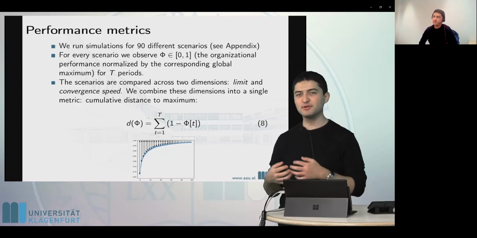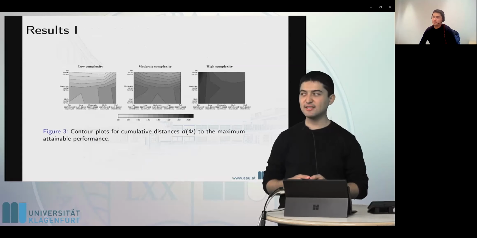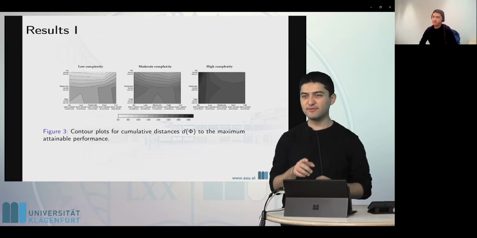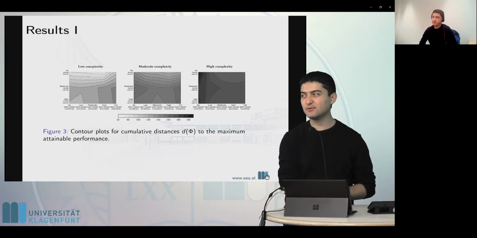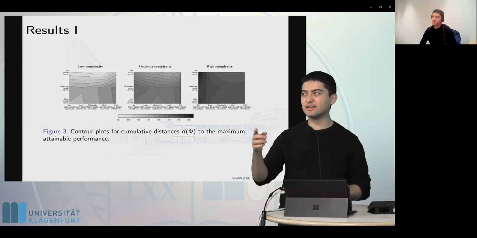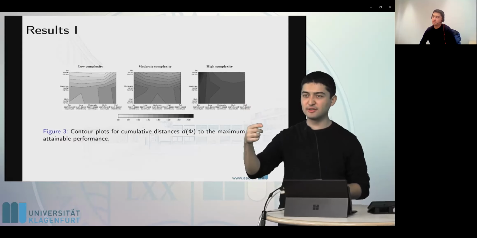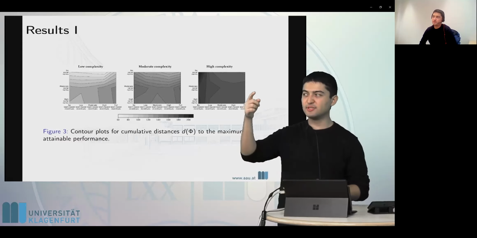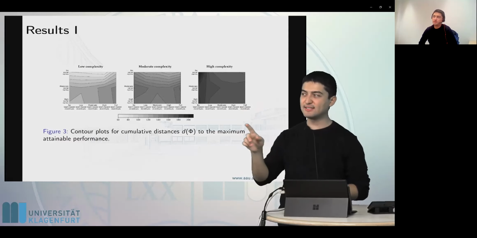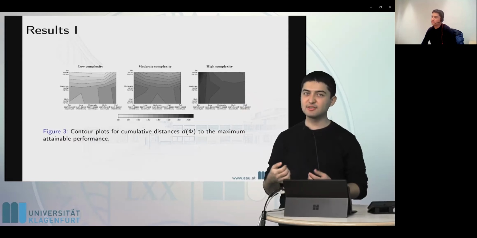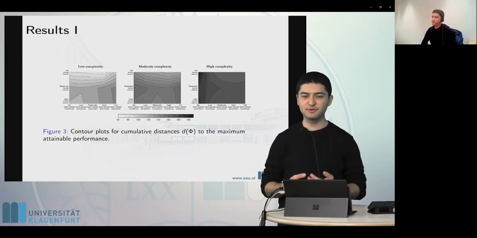So we run simulations with 90 different scenarios, and here are our results. We can see that we have 3 different scenarios for complexity, and for every single complexity, we have different levels of social norm goals. It starts from 0 social norms to highly important social norms. And the x-axis shows the incentive schemes. It goes from individual incentive schemes to more team-based incentive schemes gradually.